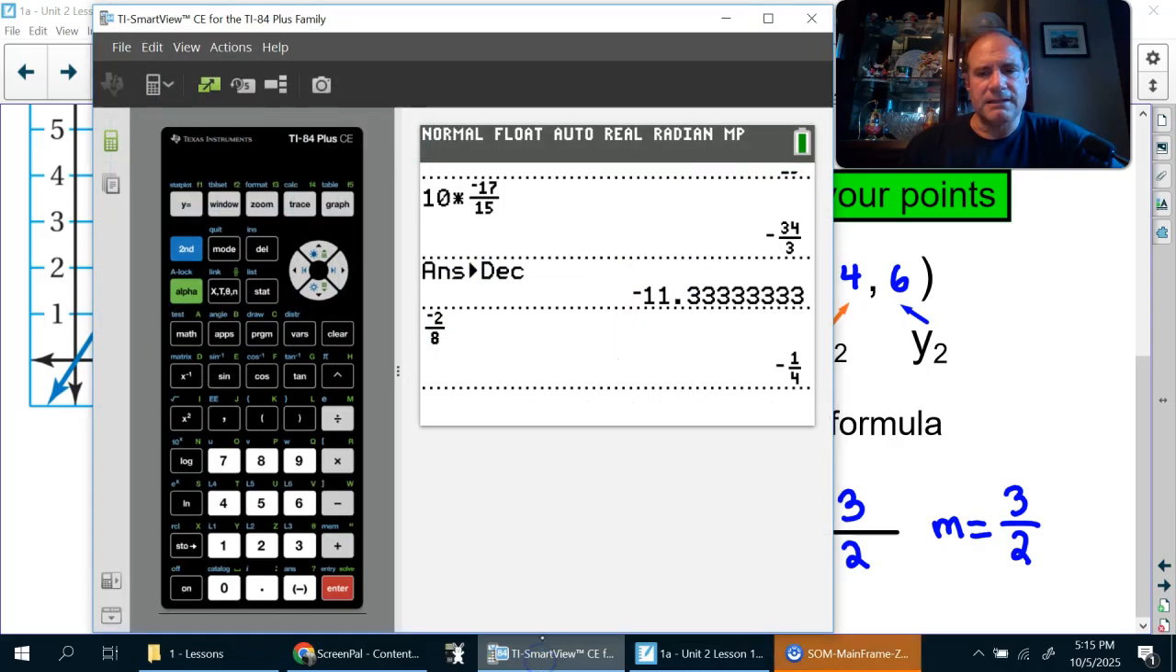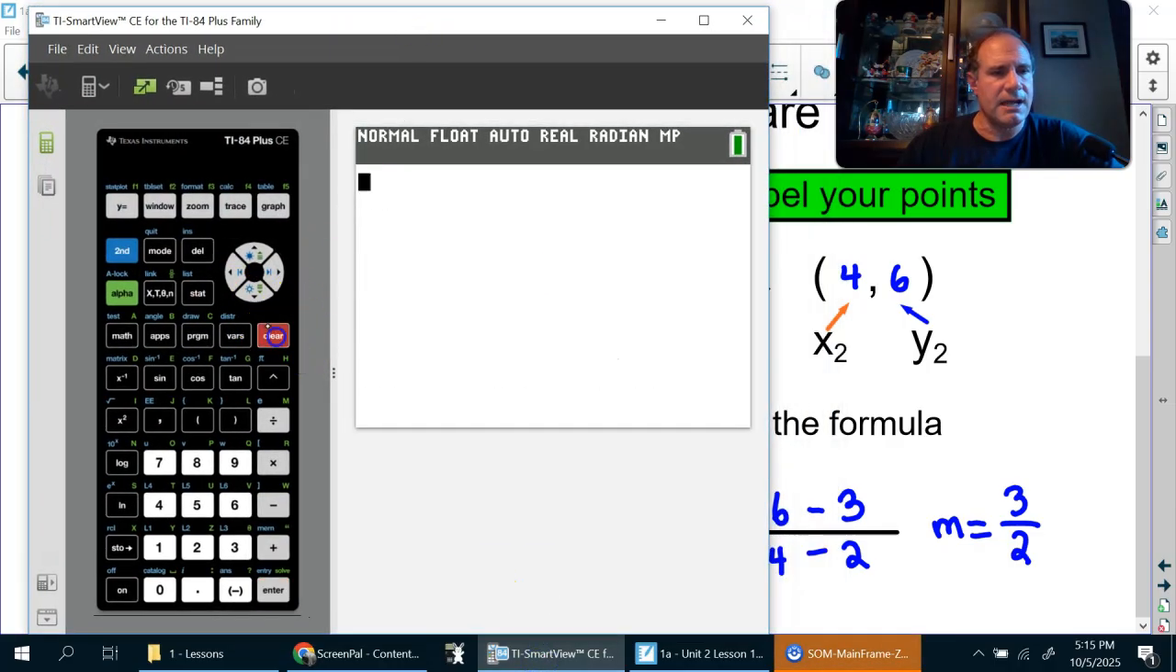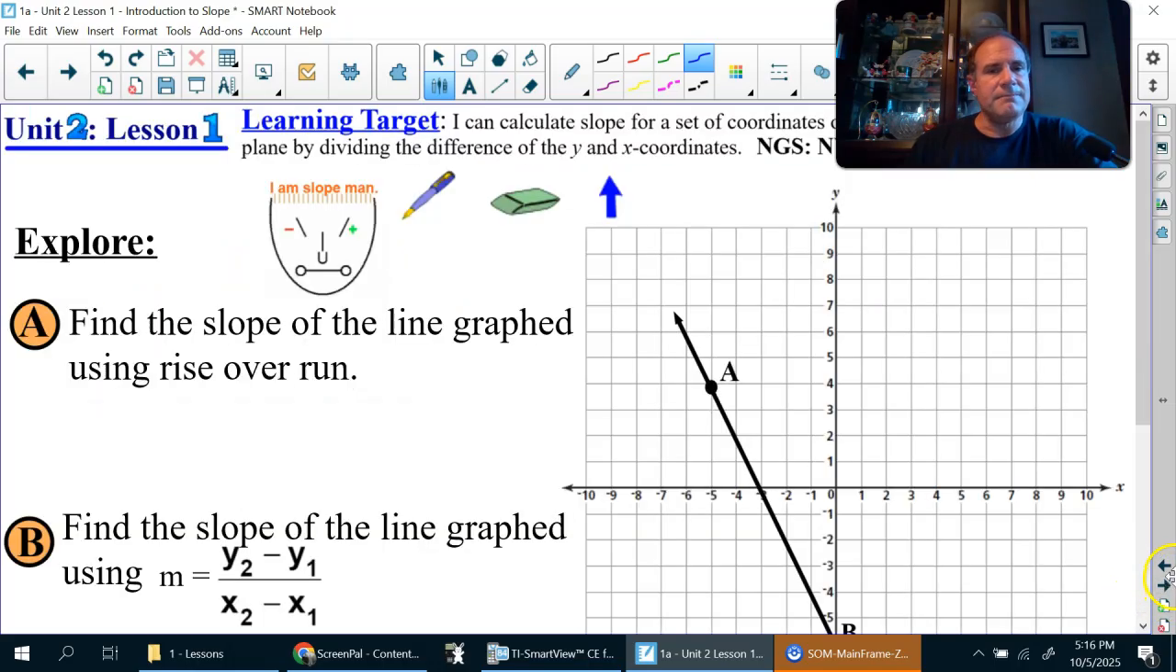So the way to put that into the calculator, we're just going to do it to make sure that we understand how. You go alpha x, you have a fraction just like this, 6 minus 3. You put it directly in, and 4 minus 2. And you press enter, it's 3 over 2. So put the entire thing in. Don't do anything by hand. It's 3 over 2. Does it match the rise over run? Yes, it does. And it should, because it's the same thing.